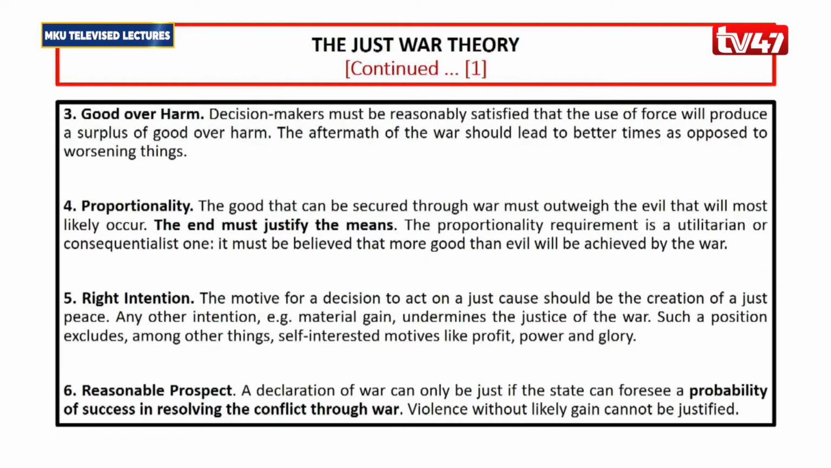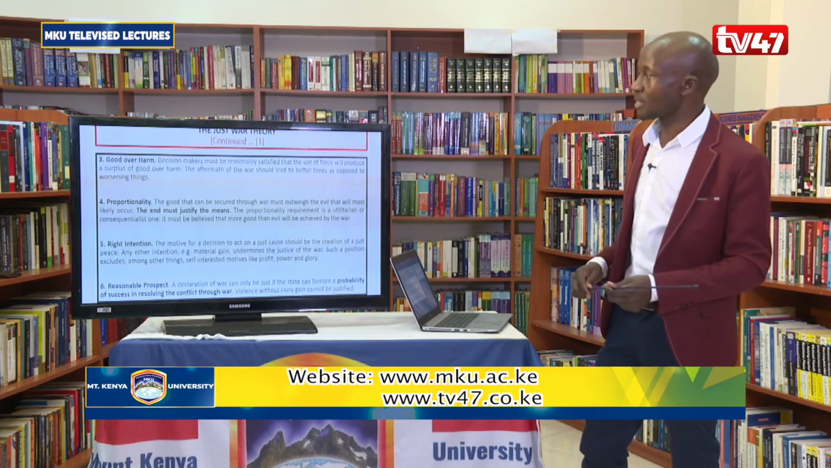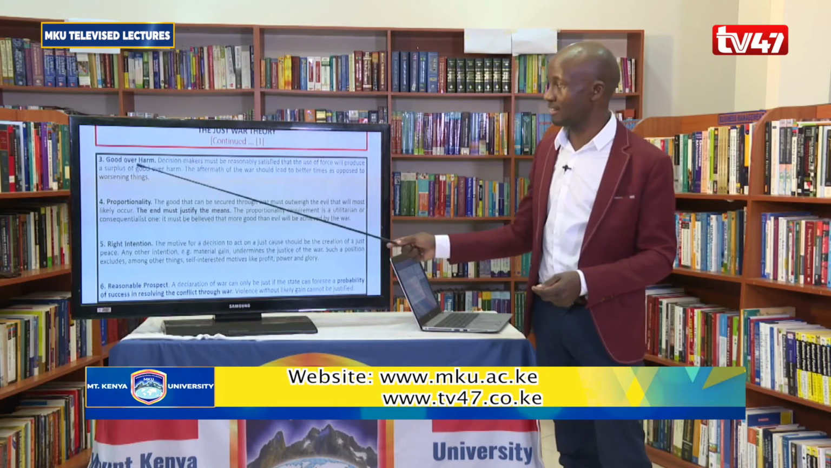But when you look at a war like when Mwalimu Nyerere intervened in Uganda in 1978-79, you realize that Idi Amin Dada was ousted, and after that, Uganda became a better country than it was during the dictatorial regime of Idi Amin Dada. So that war achieved more good than harm.